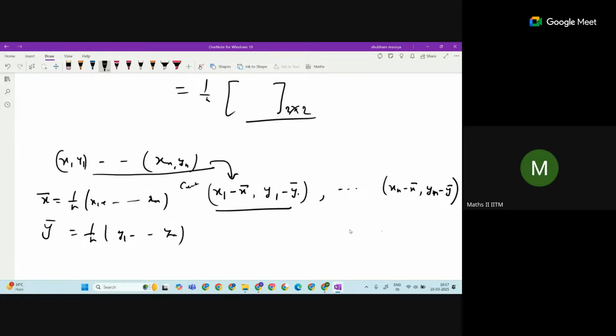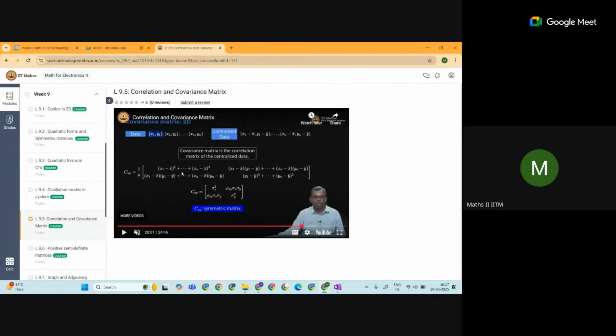Once we did this, now simply use the formula. See how the centralized data is squared there, multiplied with the separated one, and here it is multiplied by the separated one again. This is a symmetric matrix. You can see this is a symmetric matrix, and this is the y side.